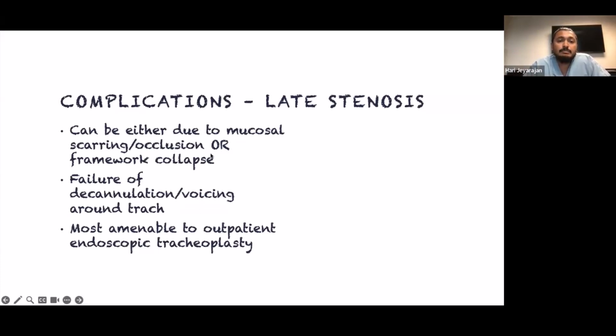Most of these late stenoses are amenable to just an outpatient endoscopic tracheoplasty. Occasionally, they need to be managed with an open tracheal resection as well. And sometimes, particularly in medically infirm patients who are not fit for a general anesthesia, it can lead to them being chronically trach dependent.